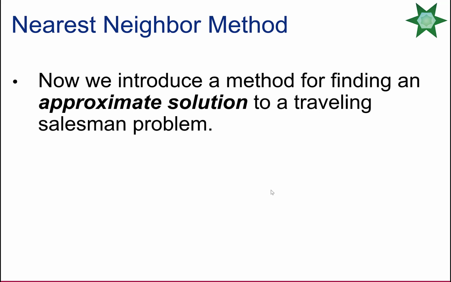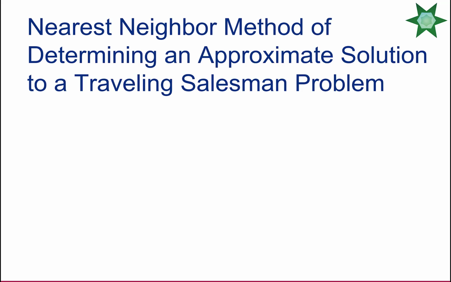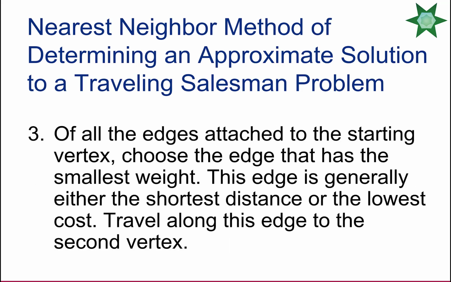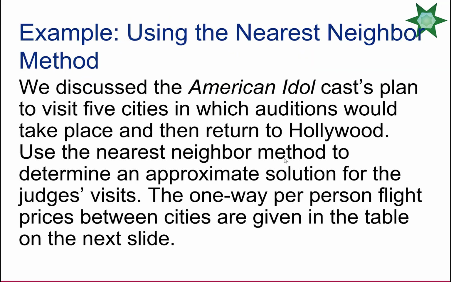The nearest neighbor method is a way to find an approximate solution for a traveling salesman problem. And these can be used where the optimal solution determination is not reasonable. There's just too many circuits to calculate. And so what you do here is you have your complete weighted graph. You identify where you want to start. And then of all the edges that connect to the starting vertex, choose the one that has the smallest weight, either the shortest distance or the lowest cost. Travel along this edge to the next vertex and continue the same process. And then eventually get back to the original vertex.